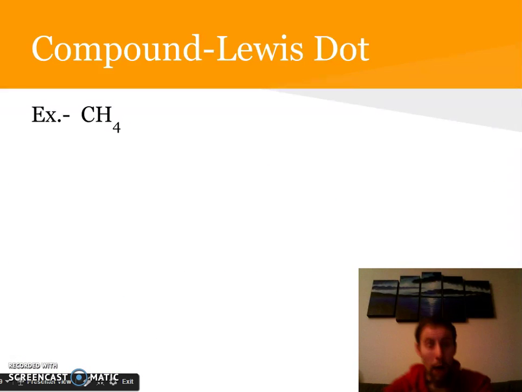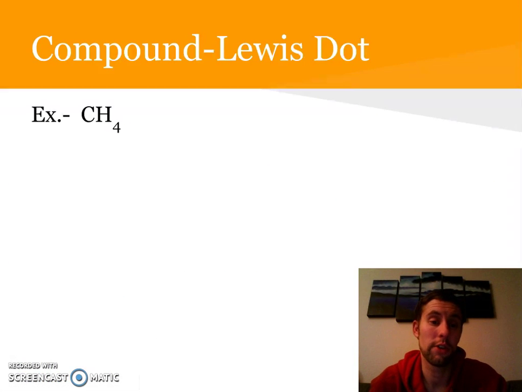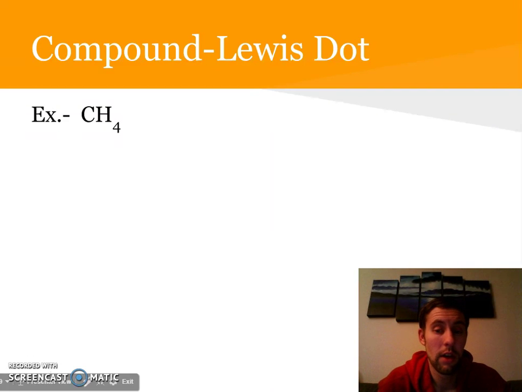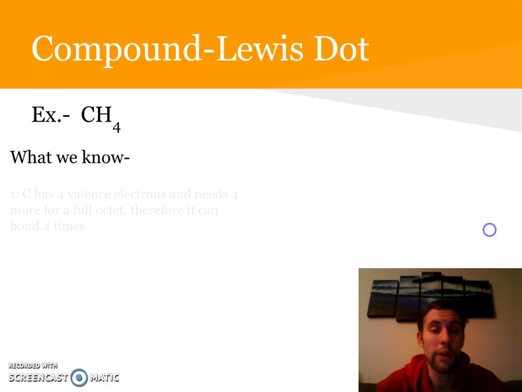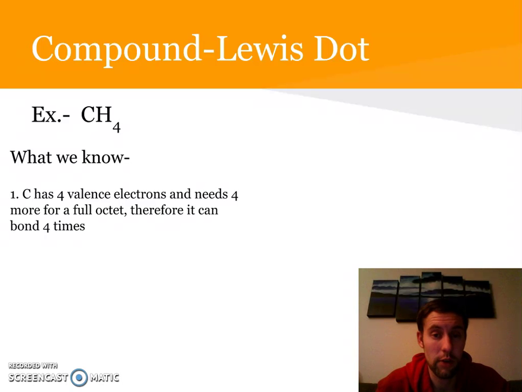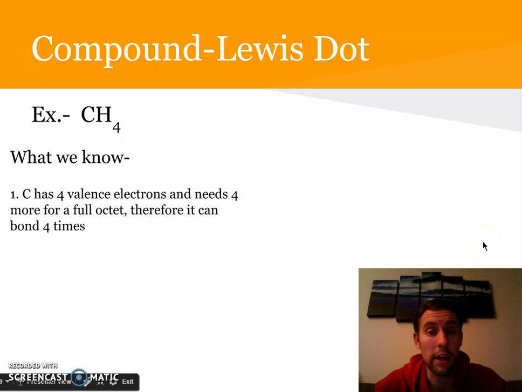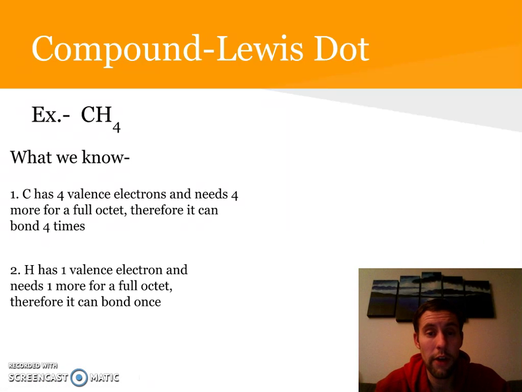Alright, now let's look at the compounds with Lewis dot structures. We've got CH4 called methane. So in this case, we're going to write down what we know first, then we'll draw it out. So we know that carbon has 4 valence electrons, and therefore it needs 4 more to get its octet, so it can make 4 bonds. Hydrogen, on the other hand, has only got 1 valence electron. It can bond 1 more time to get its full octet of only 2, one of those exception ones, so it's going to bond 1 time.